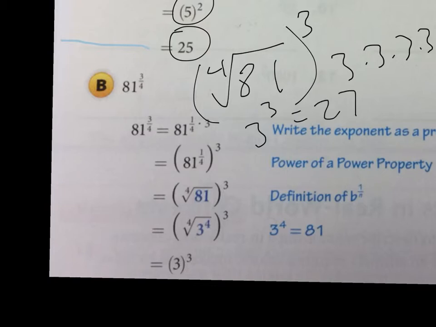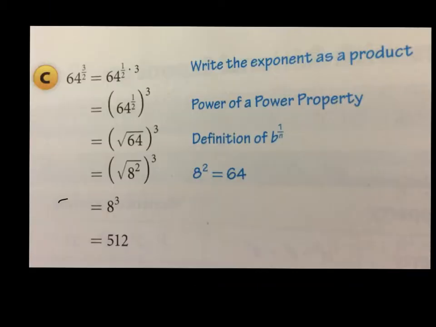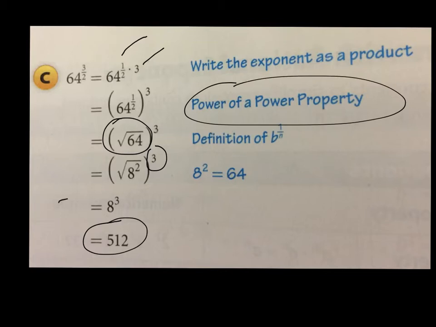So you can see in this how they kind of use the property, and I just kind of did a shortcut. On this one, what they did was 64 to the 3/2 power. Notice what they did was they split it up into 1/2 and 3. So they took the square root of 64 right here, which is 8, and then they're going to cube it. So the square root of 64 is 8. All right, and then 8 to the 3rd power is 512. They use the power of a power property. They're kind of going about it the long way.